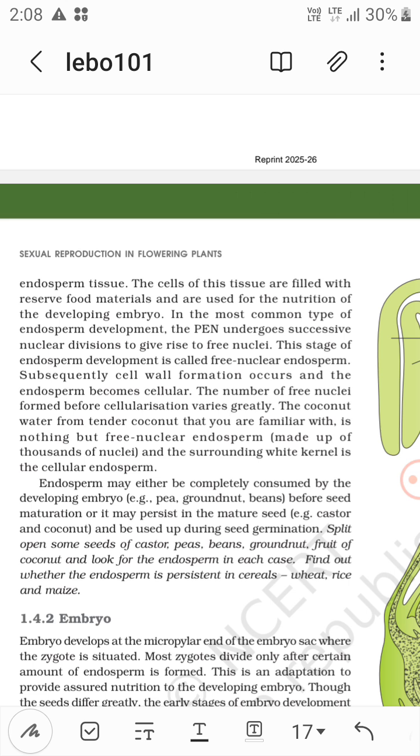Now in the most common type of endosperm development, the primary endosperm nucleus, that is PEN, undergoes successive nuclear divisions to give rise to free nuclei. This stage of endosperm development is called the free nuclear endosperm. Subsequently, cell wall formation occurs and the endosperm becomes cellular. The number of free nuclei formed before cellularization varies greatly. The coconut water from the tender coconut that you are familiar with is nothing but free nuclear endosperm, made up of thousands of nuclei, and the surrounding white kernel is the cellular endosperm, right?